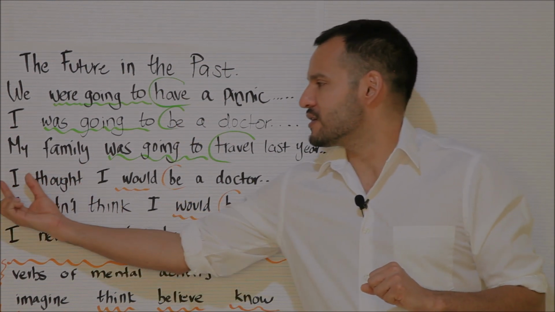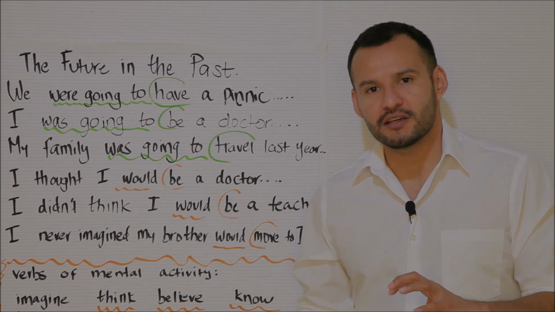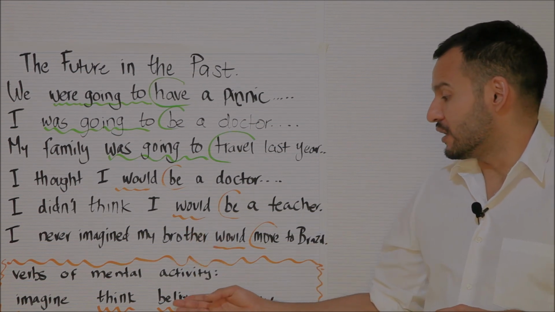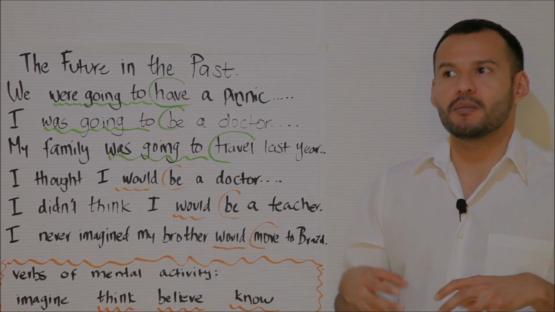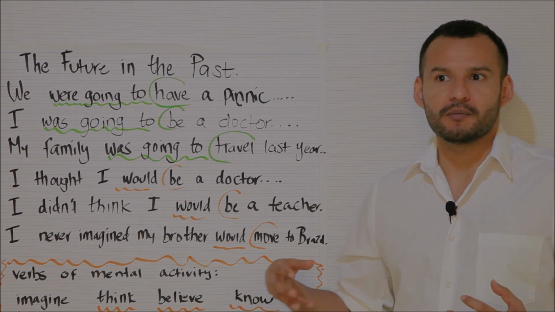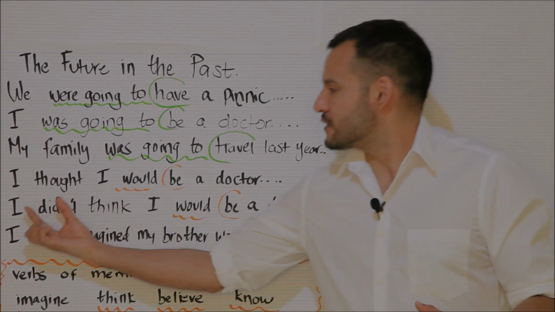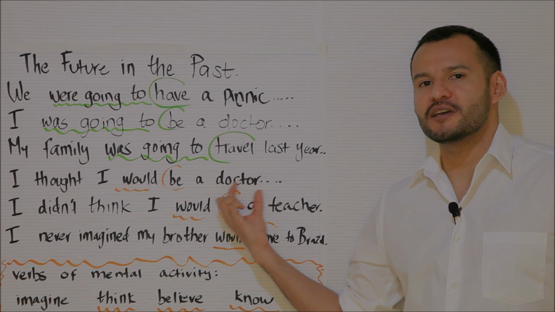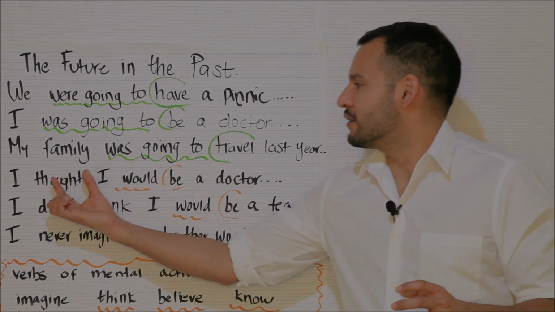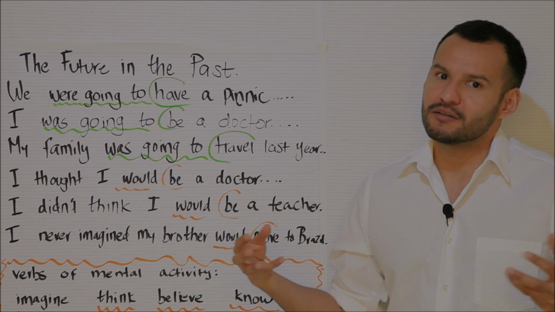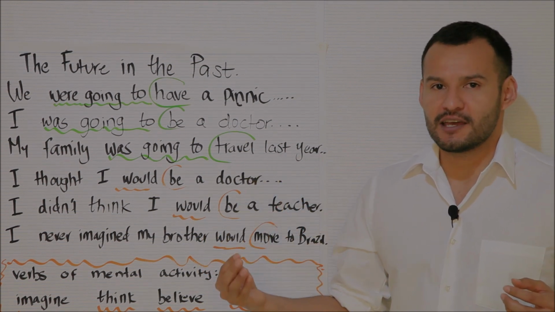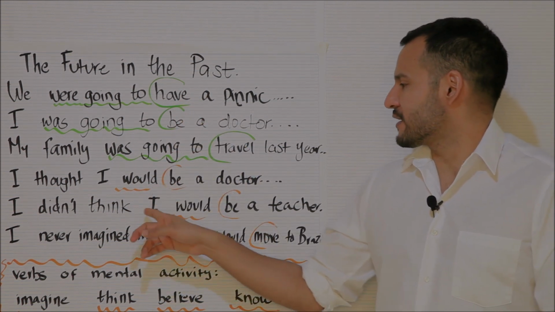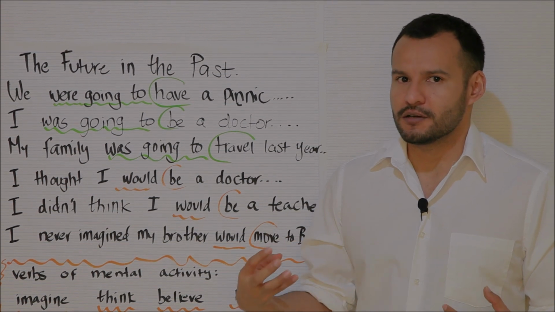Instead, what you need is a subject and a verb of mental activity. So for example, I thought, I imagined, I believed, I knew, or it could be a different subject. My mom knew, my mom suspected, my mom didn't know. So subject and a verb of mental activity, and then a second subject with would and a verb in the base form. So for example, I thought I would be a doctor, but it didn't work out. And this is basically the same as saying that I thought I was going to be a doctor. Or in the second example, I didn't know I would be a teacher, but here I am.